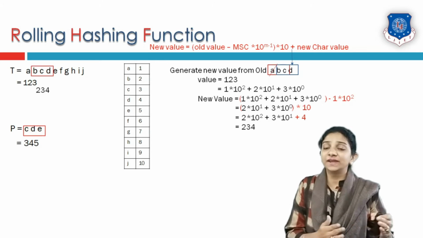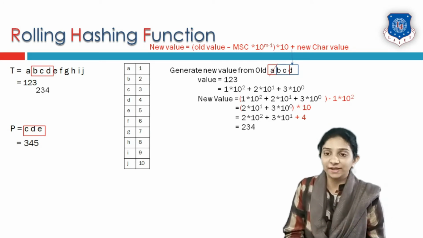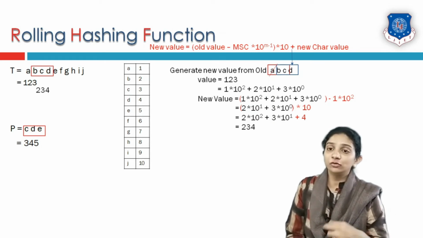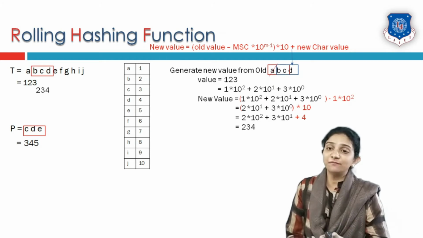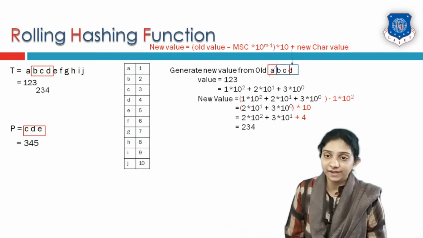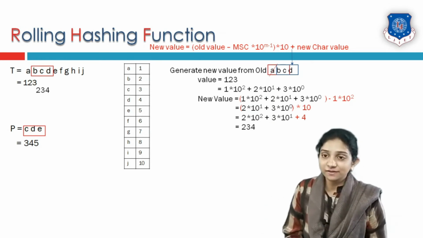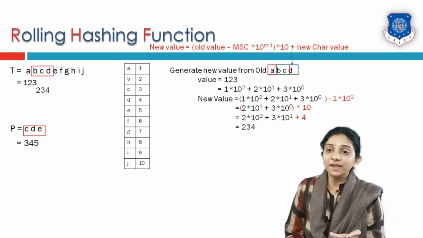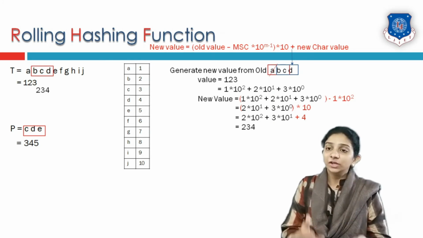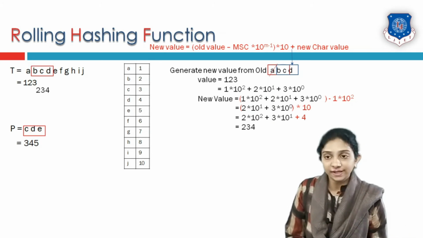So the rolling hash function is given as: new value is equal to, from the old value we subtract the most significant character's code into 10 raised to m minus 1. That is, whatever power of 10 is there, the same power is multiplied with the code of the most significant character. Into this value we multiply with 10, so the power of 10 of the remaining values increases by 1. Plus we add the new character value as our least significant character.